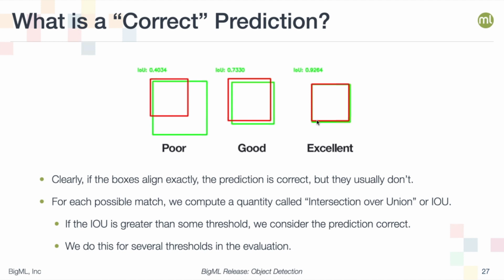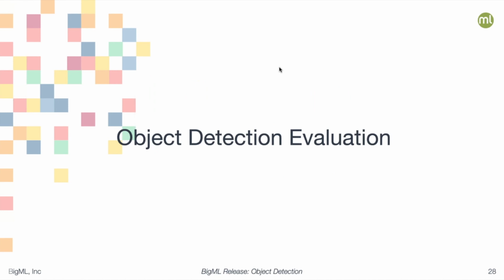And so what is the threshold that we set? Essentially, we do it several times for several different thresholds, and you can pick which threshold you're using based on the domain, based on how correct you need the predictions to be.